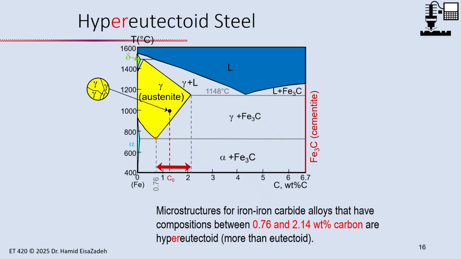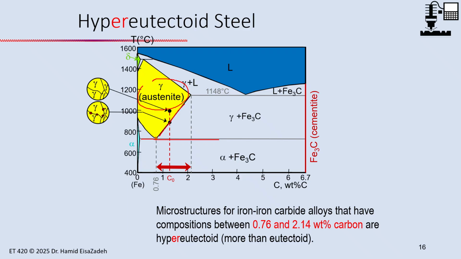The next steel is called hyper-eutectoid steel, where we have carbon in the steel more than 0.76%, and similar to the previous slide, we have gamma that is going to be transformed. So this is the eutectoid line, right? This is the austenite transformation line.